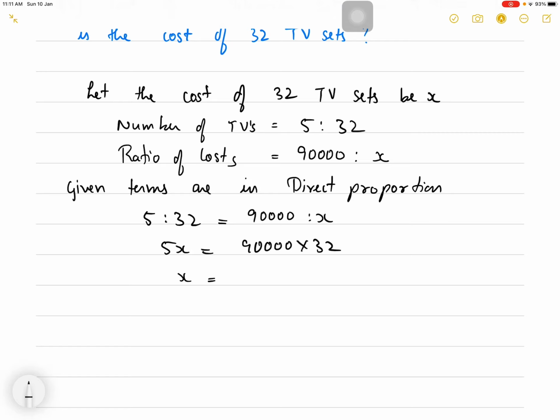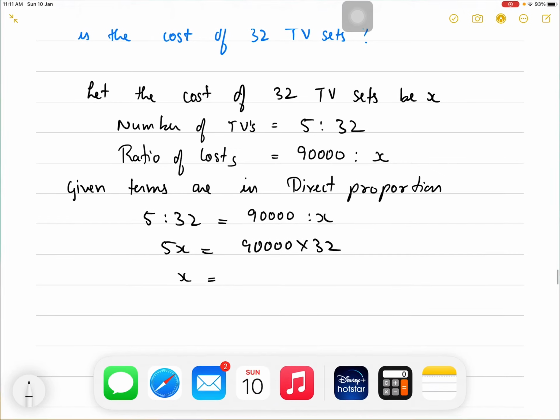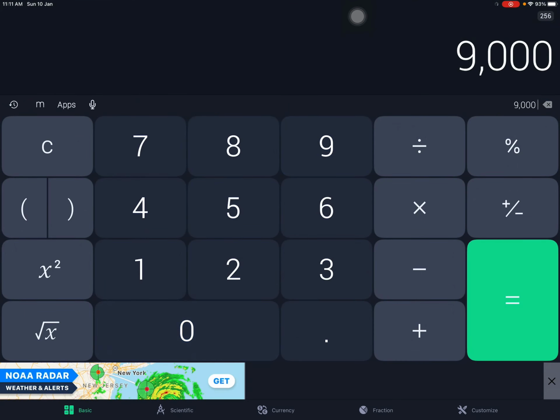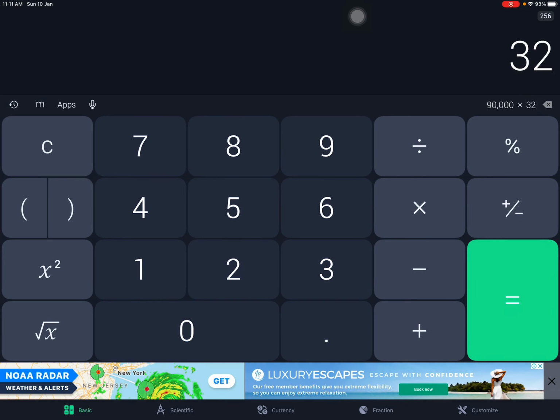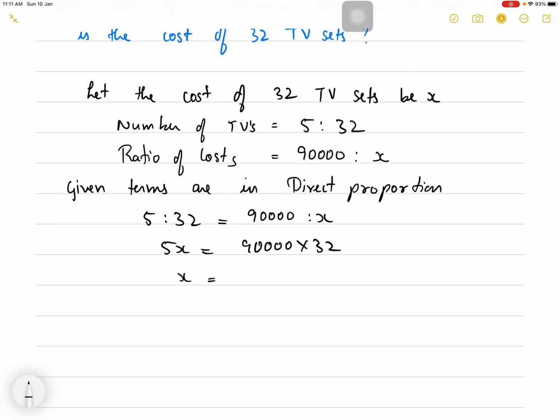So x is equal to 90,000 into 32 divided by 5, which is 5,76,000. So x is equal to 5,76,000.